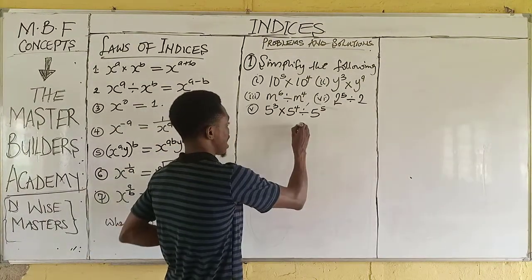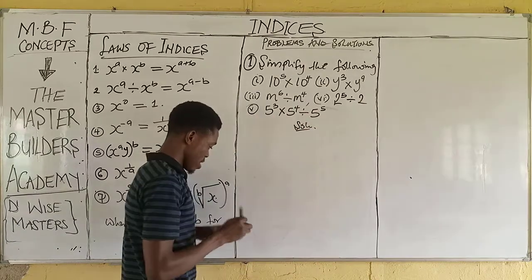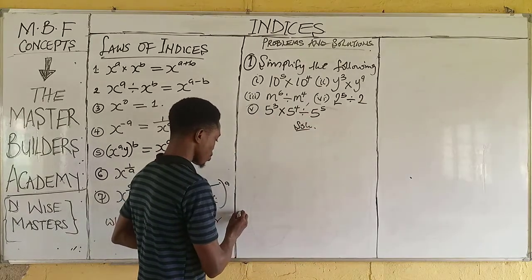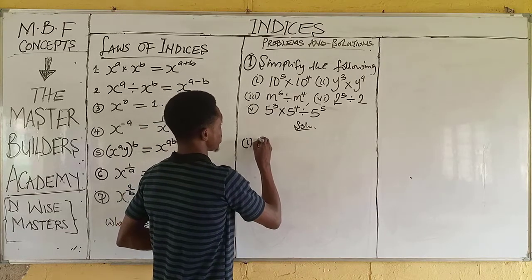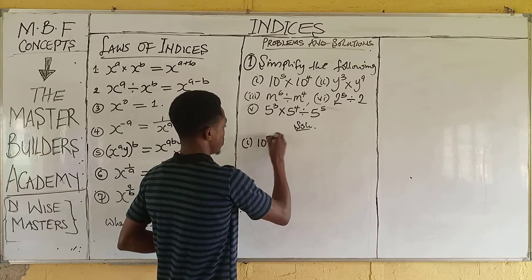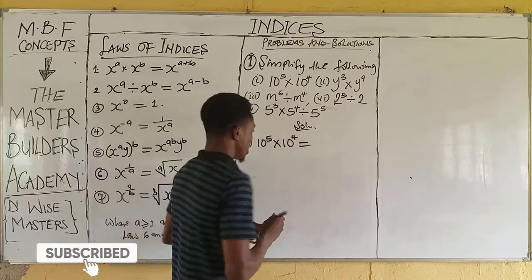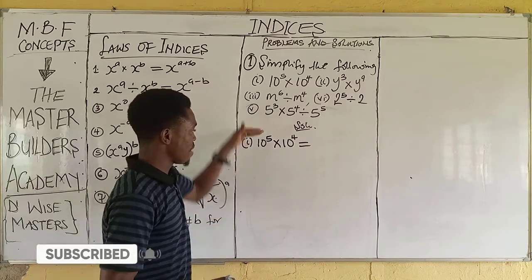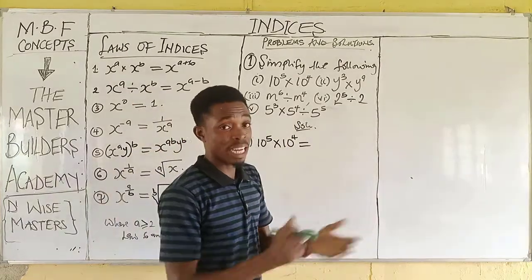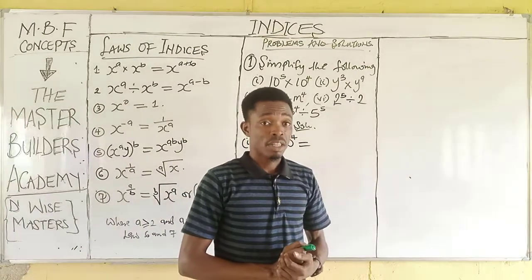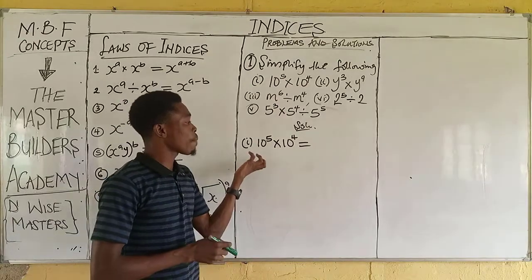Now, this is our solution. We already have the problems. Now we provide our solution. So when we start with Roman figure 1, which is 10 raised to power 5 multiplied by 10 raised to power 4. Now, this is an index having a power, multiply an index having what? A power. Index notation.